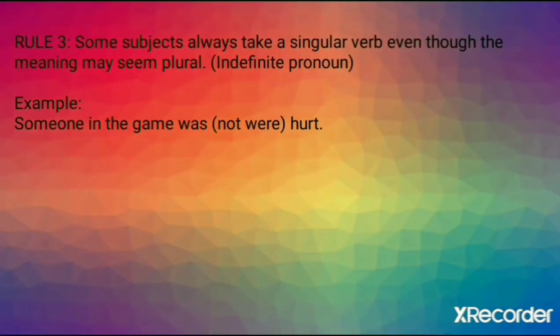Some subjects always take a singular verb even though the meaning may seem plural. Such a kind of subject, we call an indefinite pronoun: a pronoun that does not refer to any person, amount or thing in particular. For example, anything, something, someone, anyone, everyone, everybody. All these words come under indefinite pronoun. So whenever you find an indefinite pronoun as a subject, the subject will be followed by a singular verb.